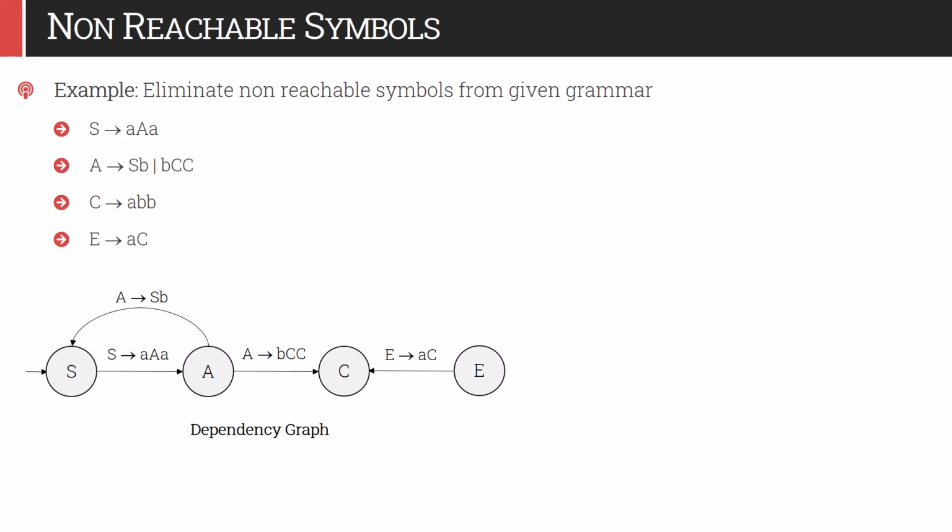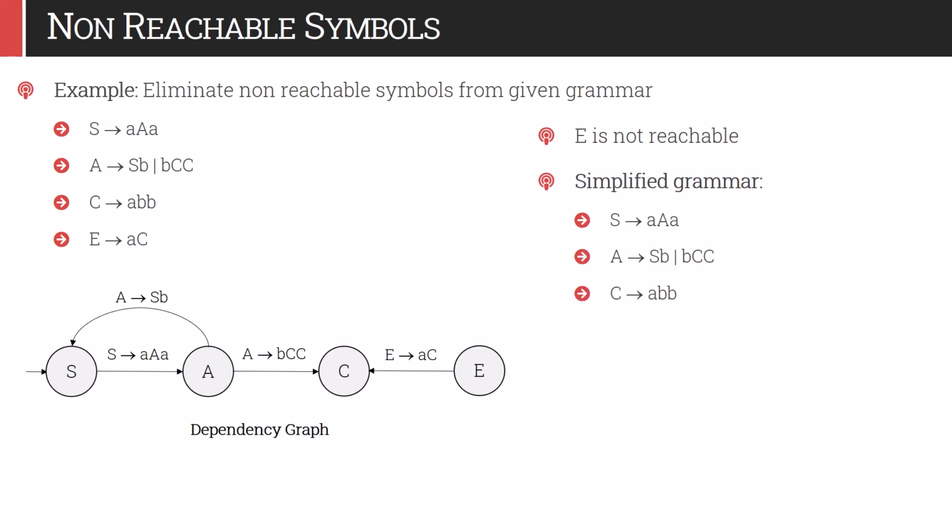Now we have to check which states are reachable from capital S. So we can move from capital S to A. So A is reachable. We can also move from capital S to capital C via A, and hence capital C is also reachable. But there is no way we can reach from capital S to capital E, and hence E is not a reachable symbol. And when we simplify the grammar, we have to remove all such non-reachable symbols, and our simplified grammar will look like this. We have to remove all the productions starting with E or involving E.